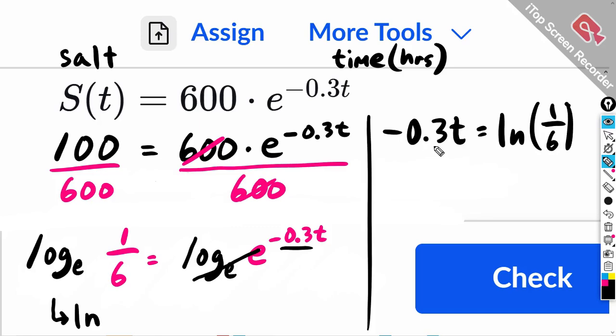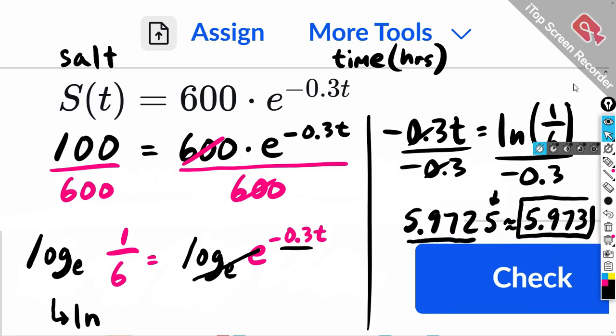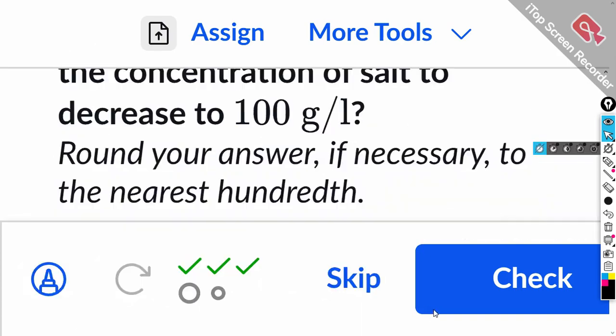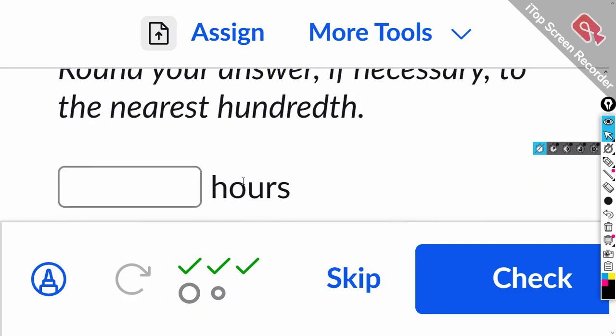Finally, solving for t, the opposite of times negative 0.3 is divided by negative 0.3. Cancels here. I'm going to do this on the calculator and round off. So do natural log of 1 divided by 6, hit equals, and then divide by negative 0.3. I did that on the calculator and rounded off to 3 decimals, and I get 5.973. They said nearest hundredth, so it's actually just 5.97.